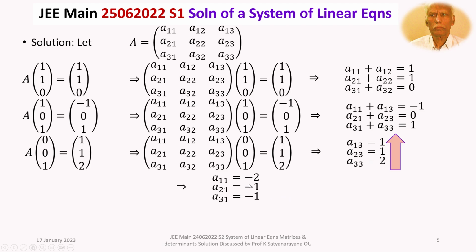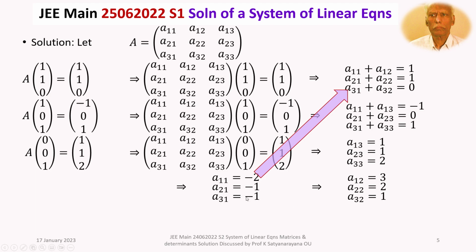Now take this and substitute these values in this. So A11 is equal to minus 2, so A12 will be 3. And A21 is minus 1, so A22 will be 2. And A31 is minus 1, so A32 is 1. So you will get these answers.